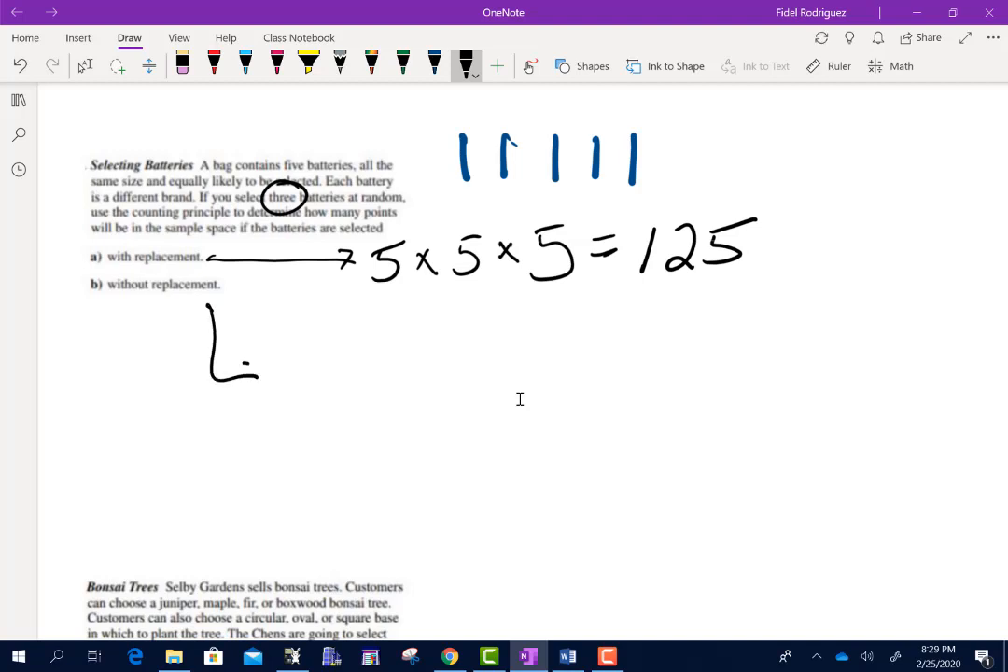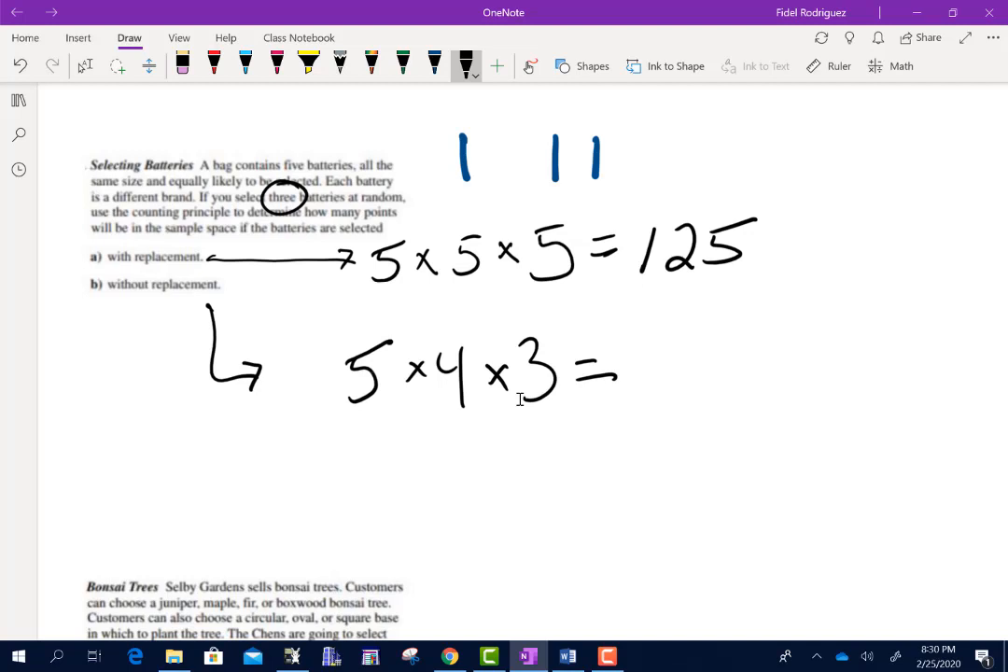Now, look at what without replacement means. Without replacement means I'm going to take one of these batteries, okay? How many batteries can I choose from? 5. But I'm not going to replace it. That means now I only have 4 to choose from, okay? And I'm going to take that one. Now I only have 3 to choose from, okay?